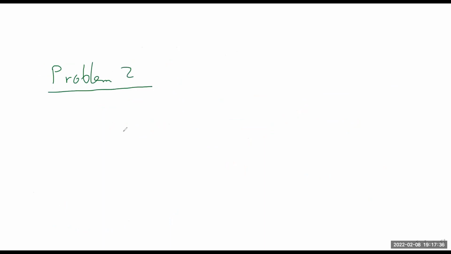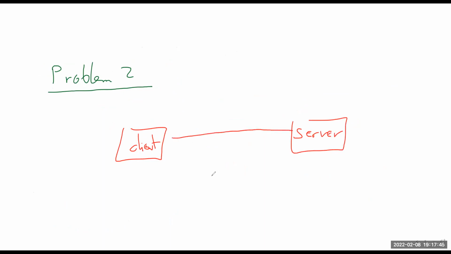Problem number 2: you have the client, the server, and again an established connection. You have an attacker. The attacker is going to send a spoof packet, pretending to be the client, in a very similar fashion. But this time around, what the attacker wants is different.